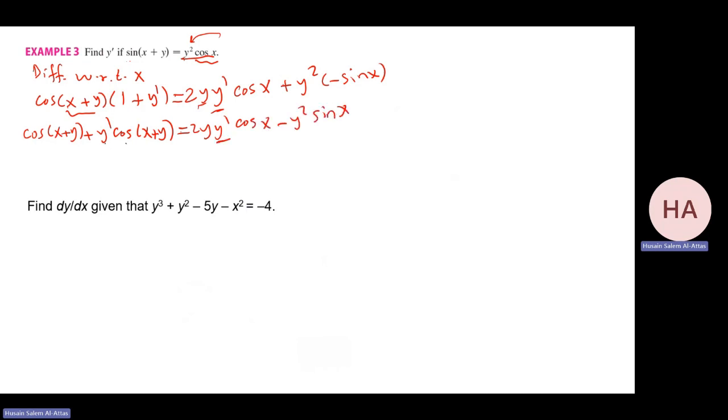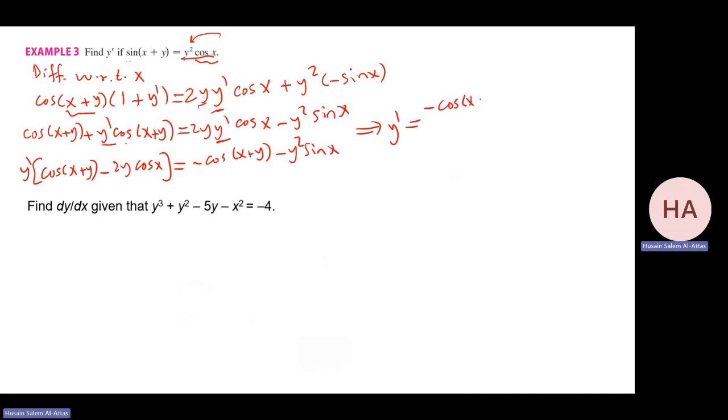The ones with y prime, this and this, so I have y prime times cosine x plus y minus, I took this to the other side, 2y cosine x. And that should be equal, taking this to the other side, to minus cosine x plus y minus y squared sine x. So what will be y prime? Minus cosine x plus y minus y squared sine x over this, which is cosine x plus y minus 2y cosine x. That's it.